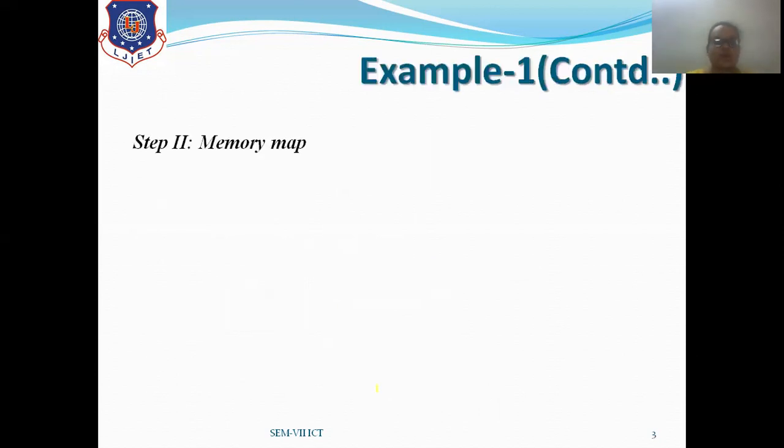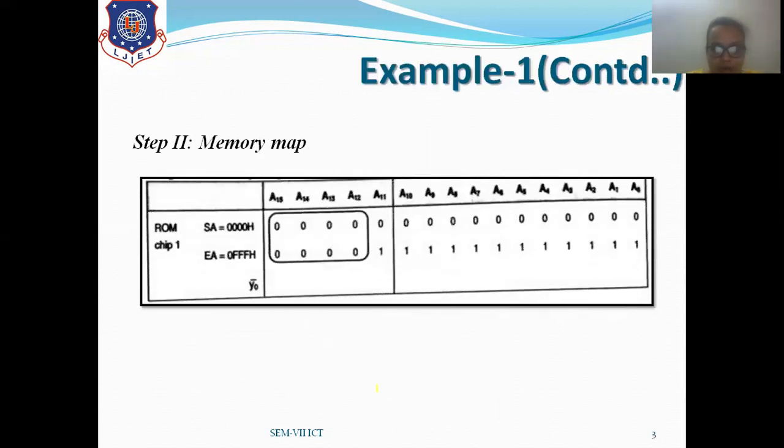Now in step 3 we will show the memory mapping. As you can see, this is ROM, and we are using chip 1 only. The starting address is 0000H and we need to use all 16 address lines, so it is shown from A0 to A15, all zeros. If you don't know how to find the ending address, do this memory mapping first. You need to store 4 KB, so how many address lines will be required? 12 address lines will be required.